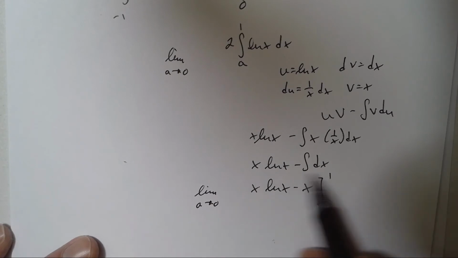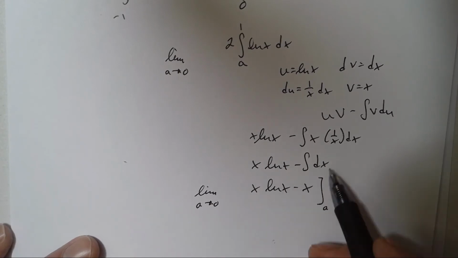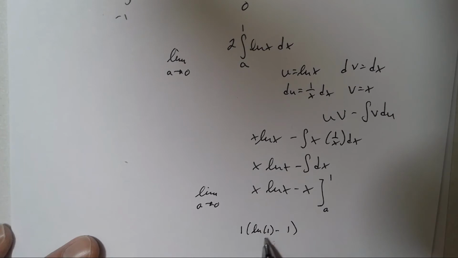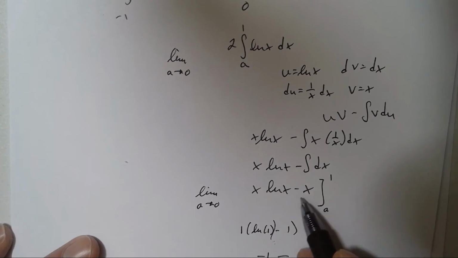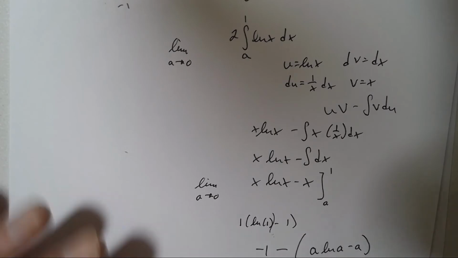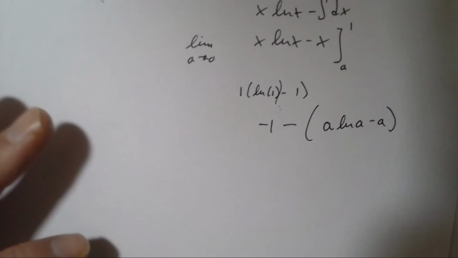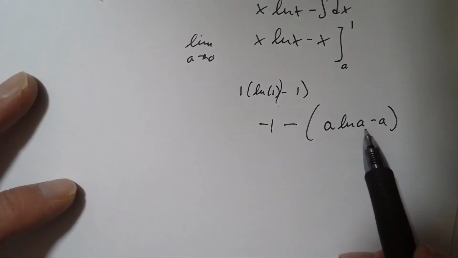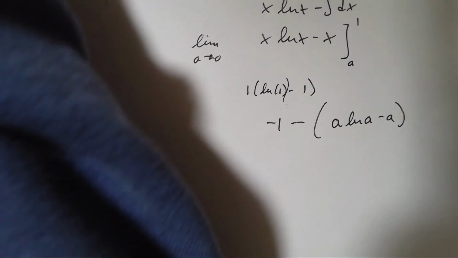Okay, so if I drop in my 1, I get 1 times the natural log of 1 minus 1. Natural log of 1 is 0, so 0 minus 1, we get -1, minus a for x, so it's minus a natural log a minus a as a goes to 0. So what happens with, if we're sending a to 0, what does a natural log a become? So that's kind of a sub problem over here.